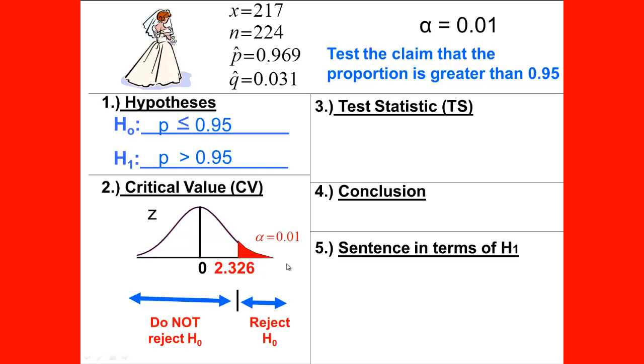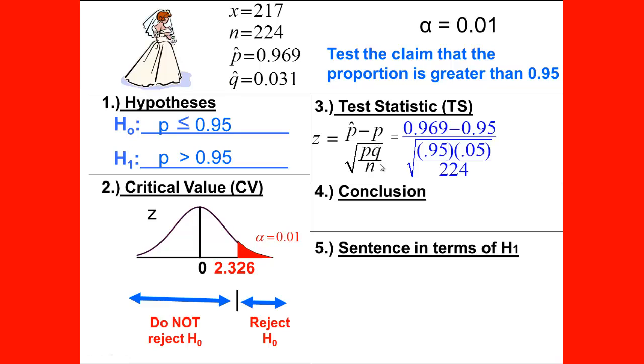We are now ready to do the test statistic. Remember, your formula for the test statistic is z equals p hat minus p all over the square root of p times q over n. That gives us p hat at 0.969 minus p, which is the 0.95, all over the square root of 0.95 times 0.05 all over 224.